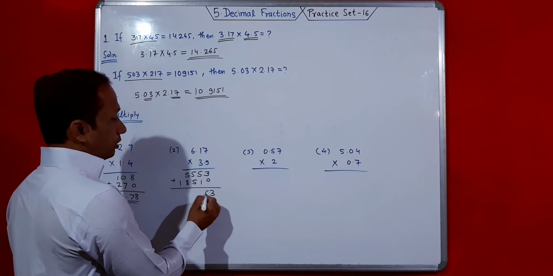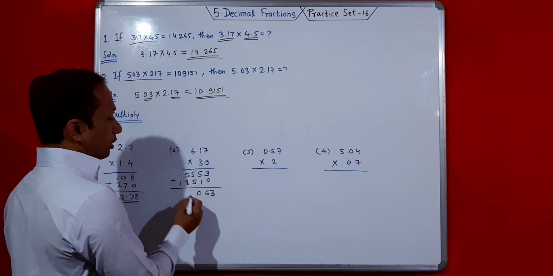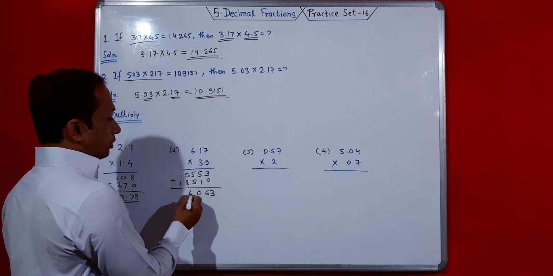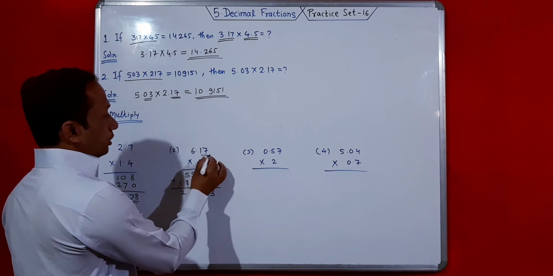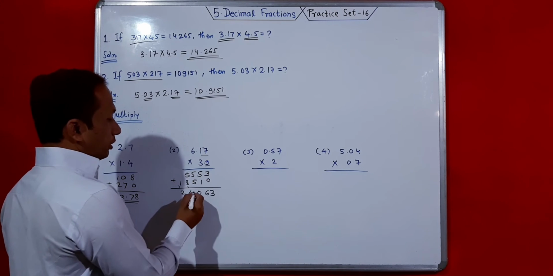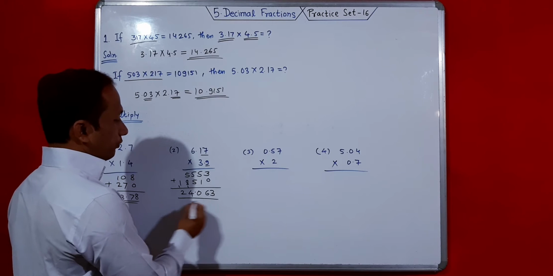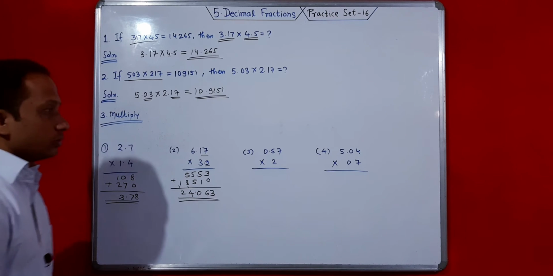3, 6, 0 carry 1 here, so this is 14, carry 1 here, this is 2. So there are 2 digits and there is 1, total 3 digits. Put the point after 3 digits: 24.063. This is your solution.